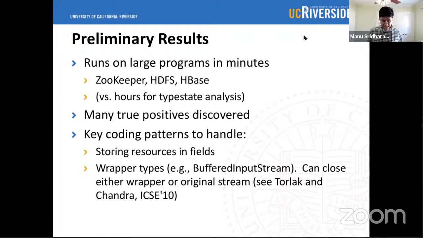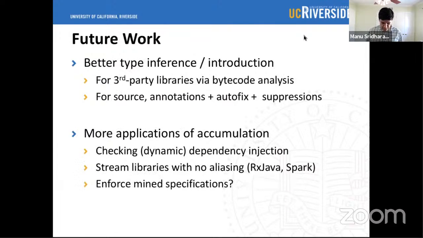We're still working on handling certain key coding patterns that we've observed, like storing resources into fields, and also wrapper types, things like buffered input stream, where you can either close the input stream that you've wrapped or the wrapper. We have some ideas on how to handle these cleanly, and this issue has come up in previous work like that of Torlak and Chandra on checking resource leaks with static analysis. So there's a lot of ongoing work that I think would also be quite cool to do in the future.